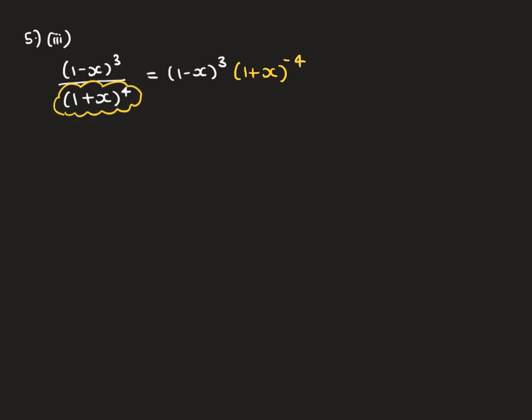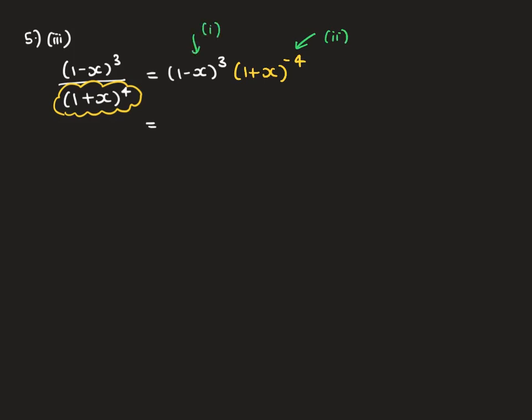Now, part 3 introduces us to (1 minus x) cubed over (1 plus x) to the power of 4, which is a combination of the previous parts of the question. So I'm going to take the numerator as it is, but the denominator I'm going to write as (1 plus x) to the negative 4, because of course we expanded that in part 2. So that's from part 2 and this is from part 1.